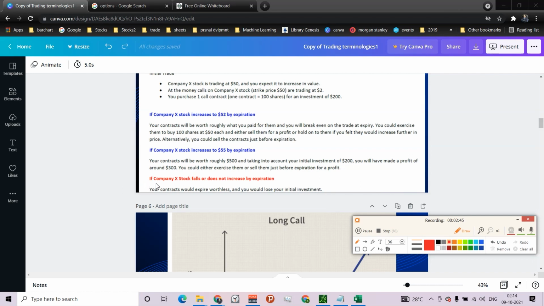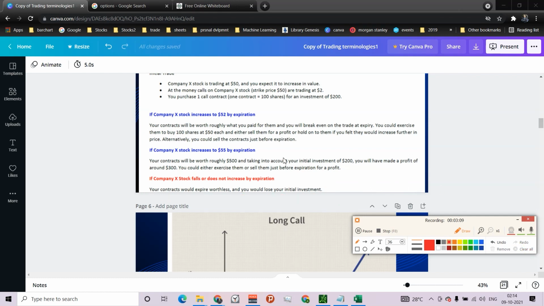And if the company X stock falls or does not increase by expiration, so if it stays the same, your contract goes worthless at expiry, and you would lose your initial investment. So what was your investment? The investment was $2 into 100, that is $200.